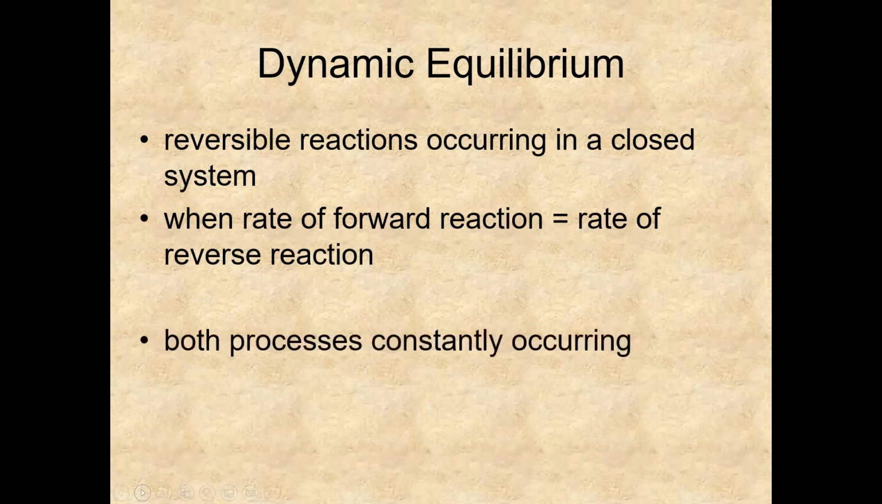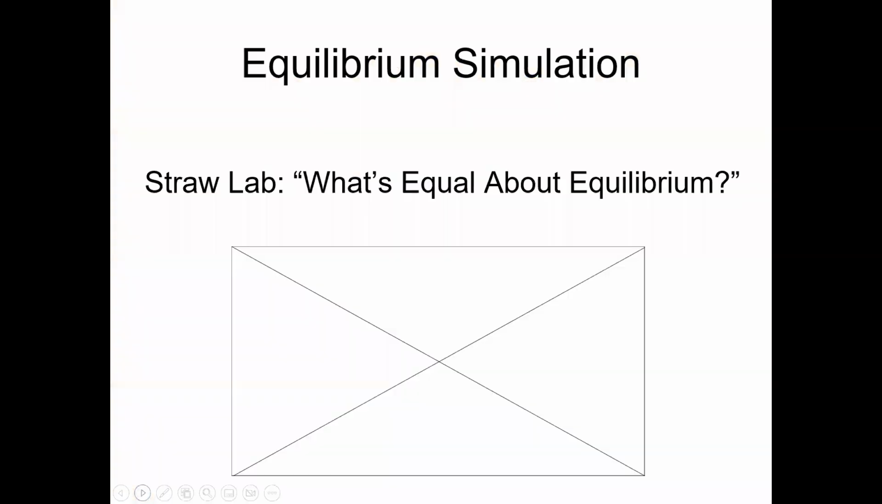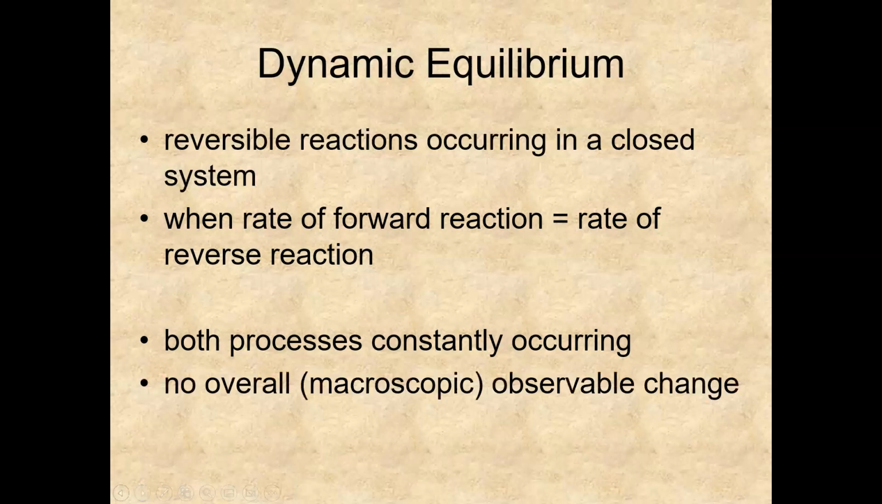So what that means is both processes are constantly occurring, that forward and reverse reaction, and there's no overall observable change. So even though we know the reaction's going both ways, because they're occurring at the same rate, we don't actually see a difference in the amount of reactants and products that we have. So with dynamic equilibrium, the rates are the same and the amounts tend to stay the same.